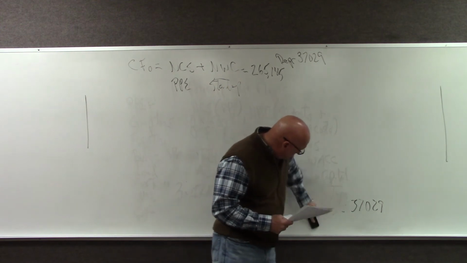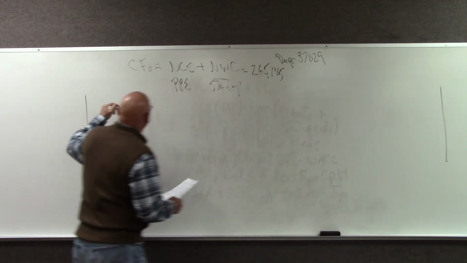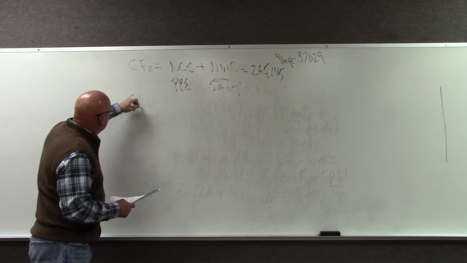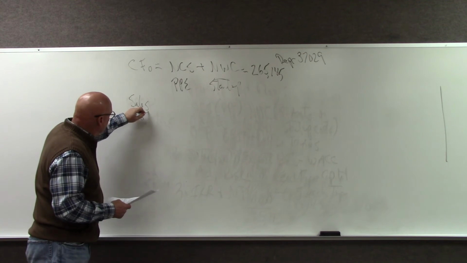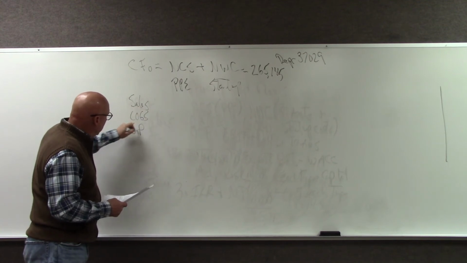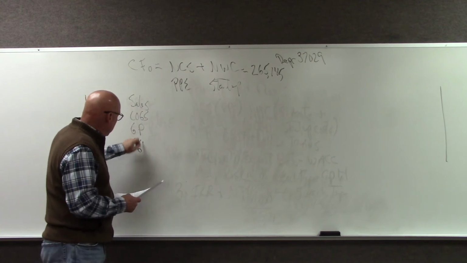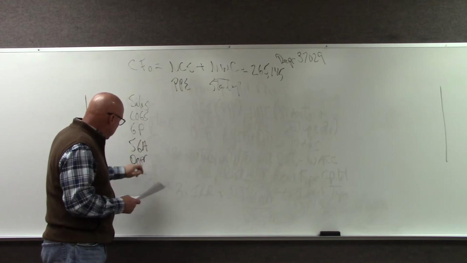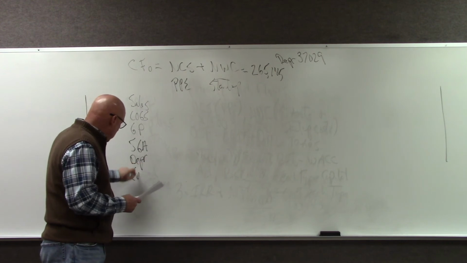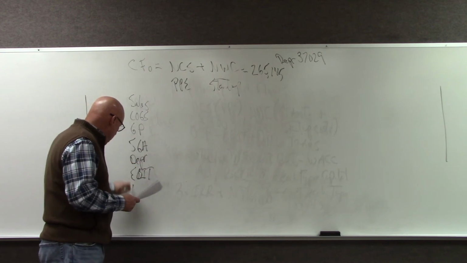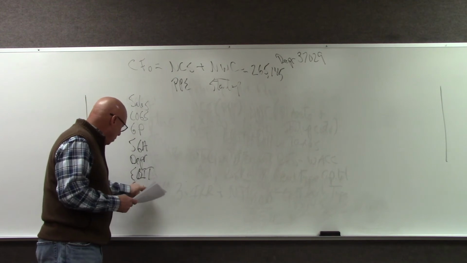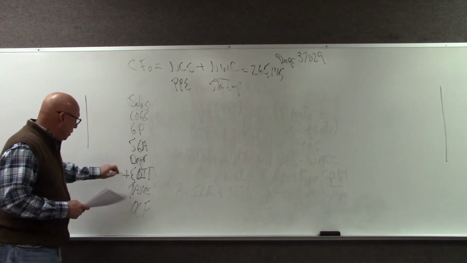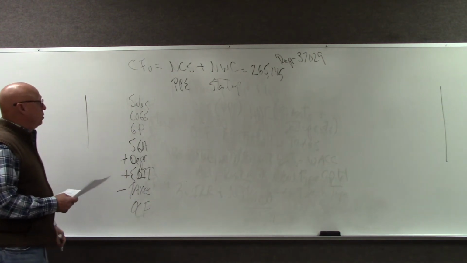Operating cash flow. Okay? So we have our sales and our cost of goods sold and our gross profit and our SG&A and our depreciation and our EBIT and our taxes. And now we have operating cash flow. And operating cash flow is EBIT plus depreciation minus taxes.